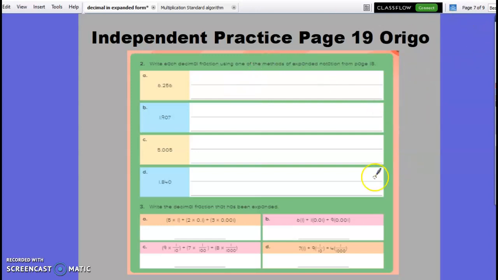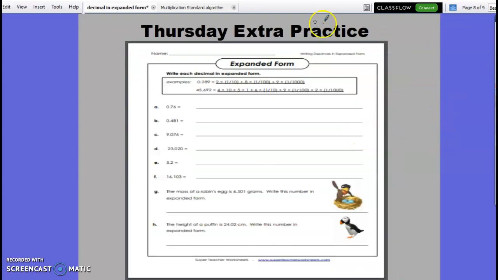And then once you get this finished and you've taken your photo and you've sent it in to me, the last part of that is there is extra practice for Thursday for expanded form. Again, these have your examples as them in fractions. So this means you have 2 sets of 1/10. You can write it as a fraction or you can write it as a decimal. Either way, remember those fractions as a fraction and fractions as a decimal still represent the exact same thing.